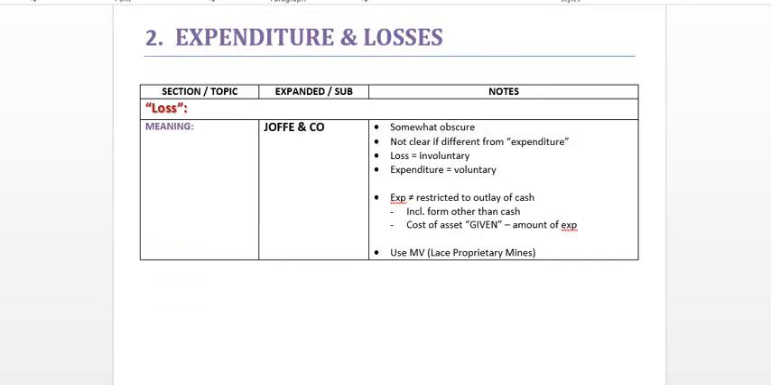Okay, expenditure and losses. So Joffe and Co. define expenditure as somewhat obscure. It's not clear if it differs from expenditure. Loss is involuntary, expenditure is voluntary. So expenditure does not restrict to outlay of cash, it includes any form of cash. So yeah, expenditure is not just cash. And the cost of an asset gives the amount of expenditure. So if there is no actual cost, you need to use the market value. That's according to Lay's Proprietary Mines, and that's also what we did in the income definition.